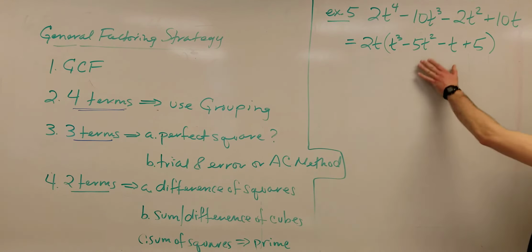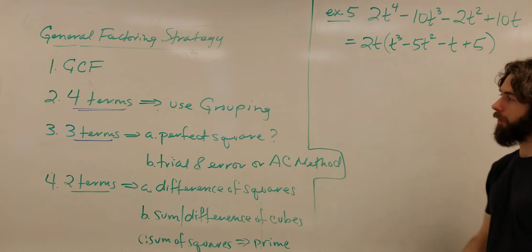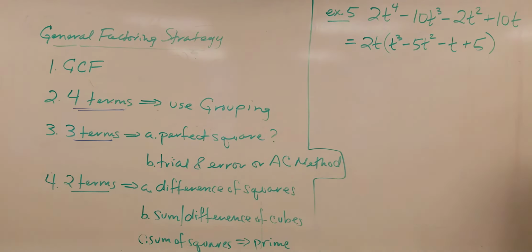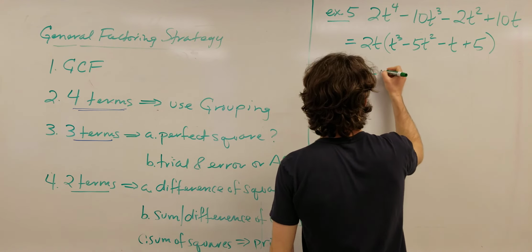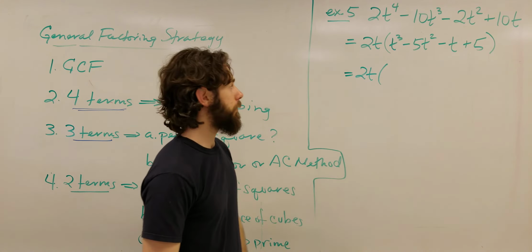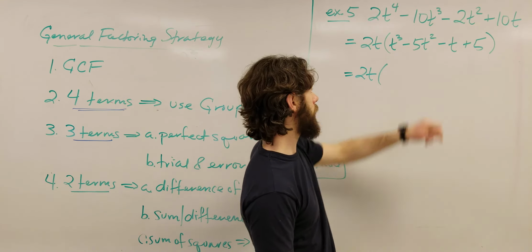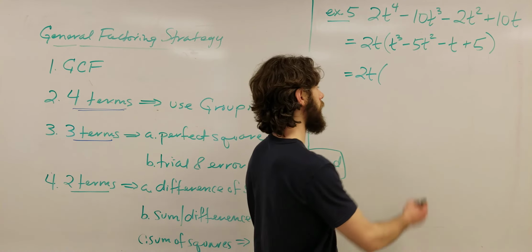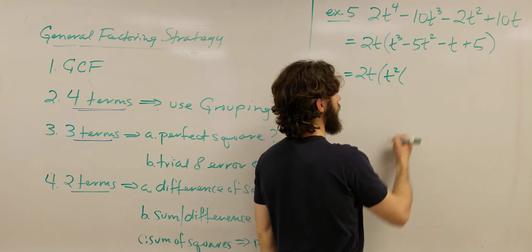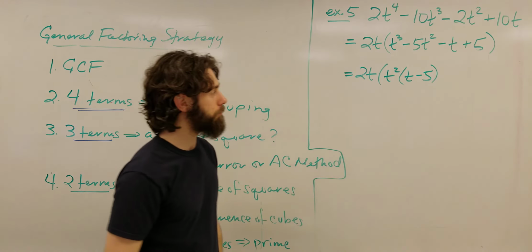Now, the thing that's left has 4 terms. So immediately we should think that's grouping, right? That's pretty much the only way we deal with those 4-term polynomials. So let's factor out the groups. I'll group the t cubed minus 5t squared together. And I think we can see that t squared is the biggest factor we can get out. So I'll factor t squared, and that'll leave t minus 5.